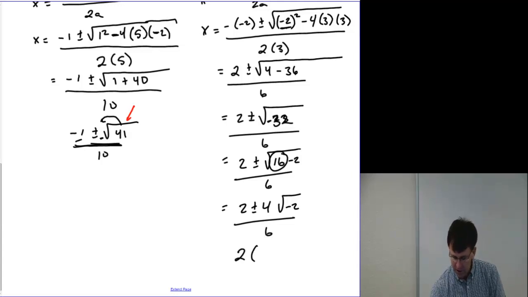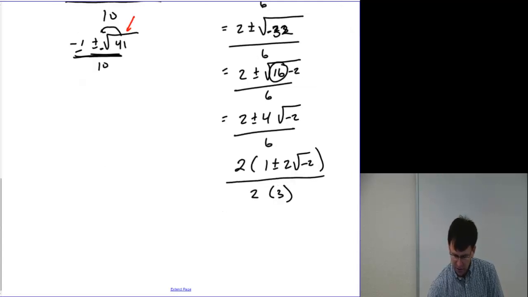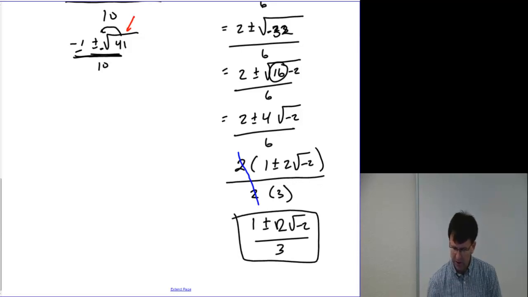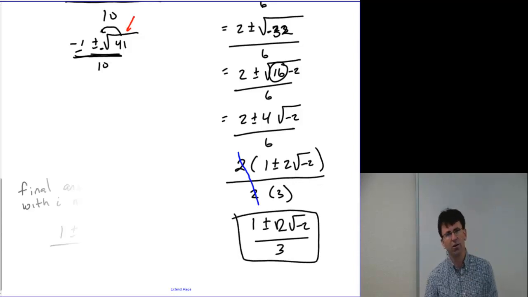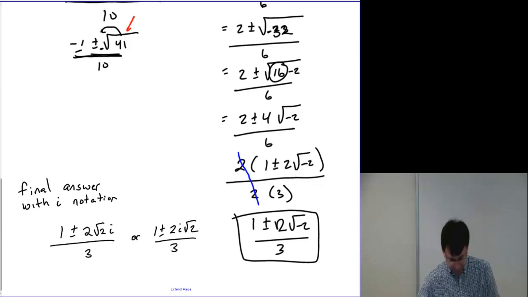And we can factor the top with a 2 in common, 1 plus or minus 2 square roots of negative 2, and the denominator has a 2 in common with that 3. Now this 2 over 2, because it's in a factored state, I can cross those out. It actually reduces, and I end up with a final answer of 1 plus or minus 2 square roots of negative 2 all over 3, and there's my final answer. Again, 2 answers, both of them imaginary, and we're off and running.